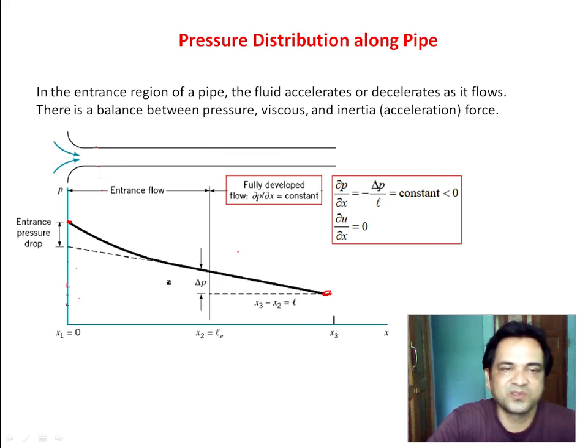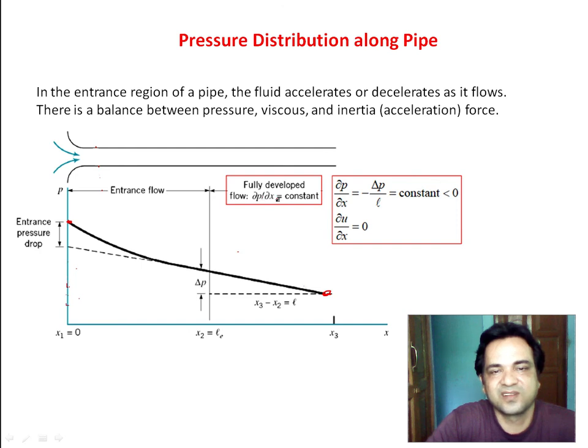But once the flow becomes fully developed, then a linear variation of the pressure takes place along the length of the pipe. So how can you find out the pressure drop? If you know the inlet pressure and the outlet pressure, then the pressure drop is P3 minus P1, and you know P3 is less than P1. So the pressure gradient along the length of the pipe, dP by dL, will be negative. So del P by del x equal to minus del P by del L is less than 0. And in the fully developed region, del u by del x equal to 0, so there is no variation of the velocity along the length of the pipe.